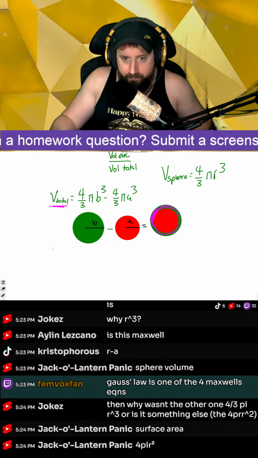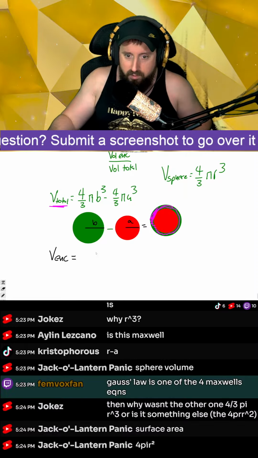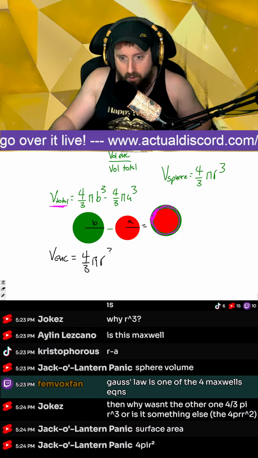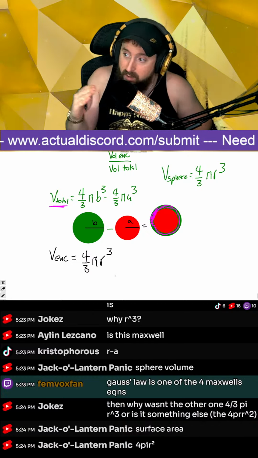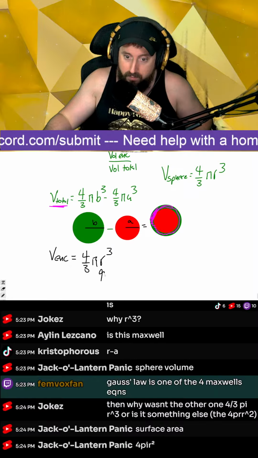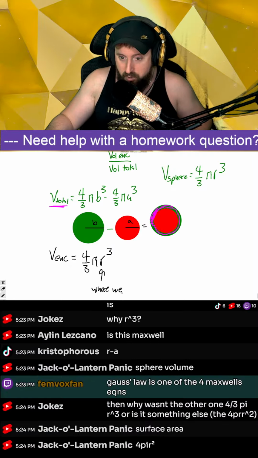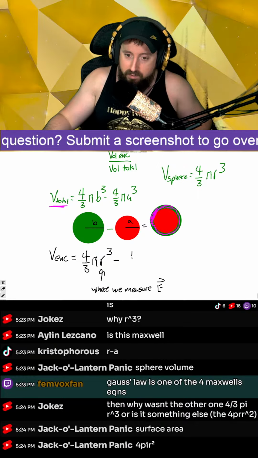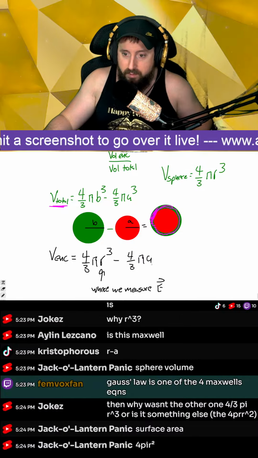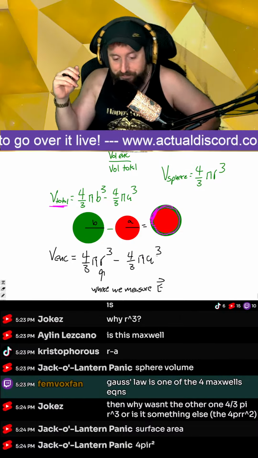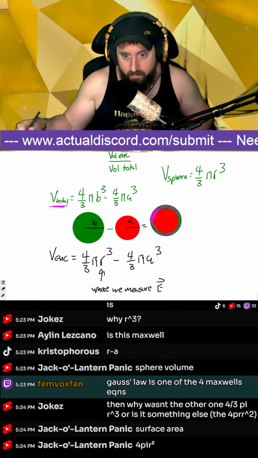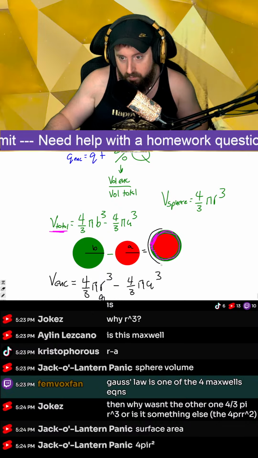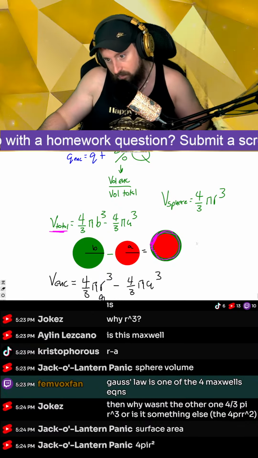Yeah, surface area, exactly. So V enclosed is now equal to 4/3 pi R cubed. This is the R of where I'm enclosing charge, where I'm looking at my electric field. This is where we measure E. Minus 4/3 pi A cubed. That's the proportion. So this is the total volume in the shell. You kind of think of it like this.